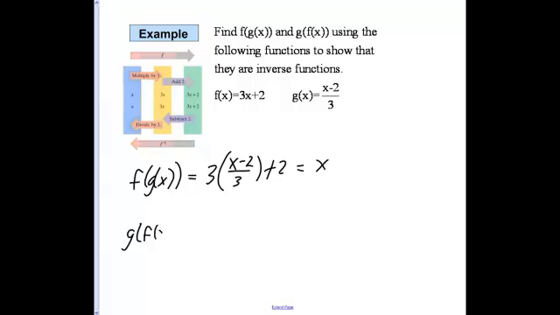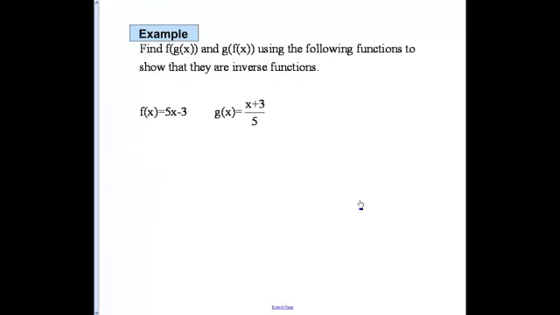And then we look at g of f of x as a composite function. So we plug in 3x plus 2, minus 2, and then we divide by 3. Our 2's will subtract out, our 3's will divide out, and we're left with x. So this shows that the inverse function is a one-to-one function as well.